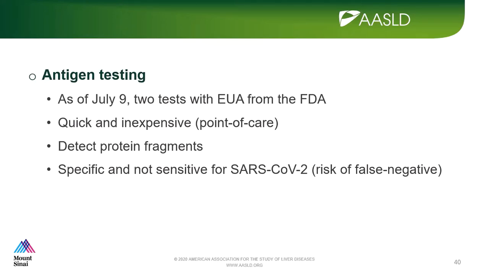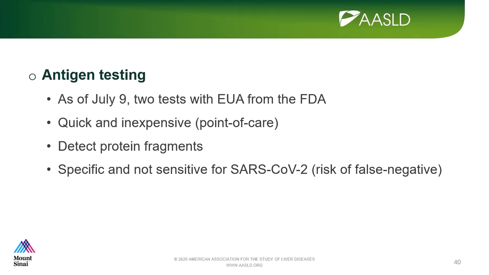As of July 9th, 2 tests have this emergency use authorization from the FDA. They're quick, inexpensive point of care tests. You don't need the fancy equipment. You don't need the training. And they detect fragments of protein. They're specific and not necessarily sensitive for SARS-CoV-2. There is a risk for a false negative, and your pre-test probability matters.